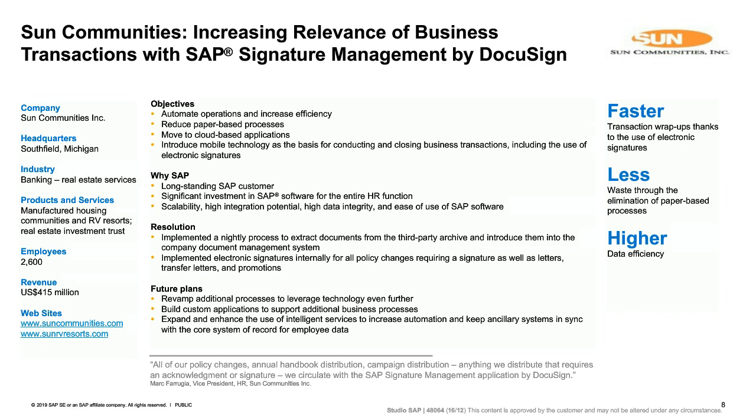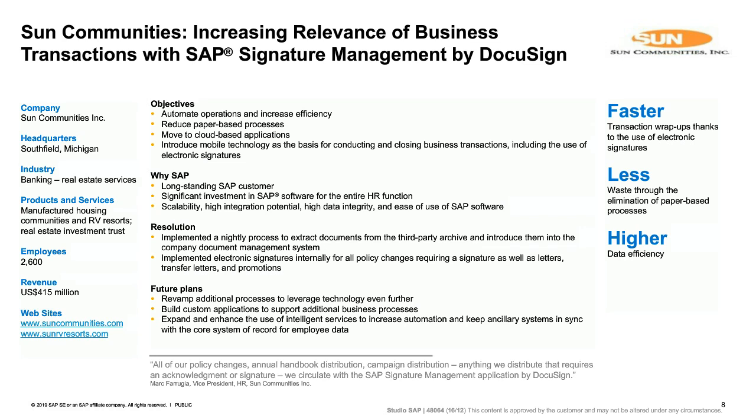As we think about another potential use case and case study for DocuSign and SAP Signature Management, we did, of course, review SAP's use of signature management, but we can take a look at another organization, Sun Communities. This is an organization, if you look on the left-hand side, just to give you a sense of scale, about 2,600 employees, revenue, hundreds of millions of dollars. And what they were hoping to do specifically within their HR group and with SuccessFactors was to automate operations.